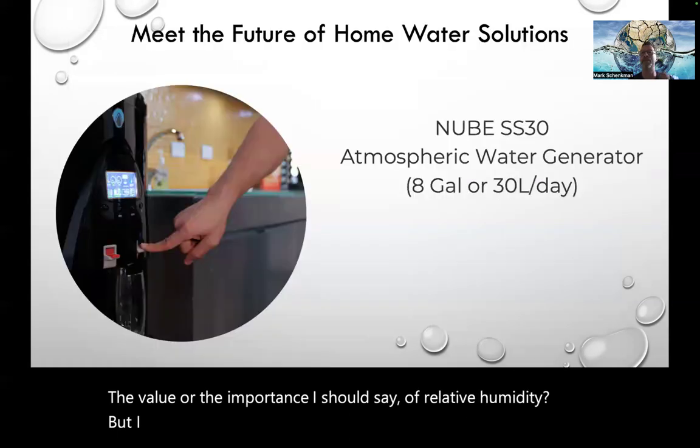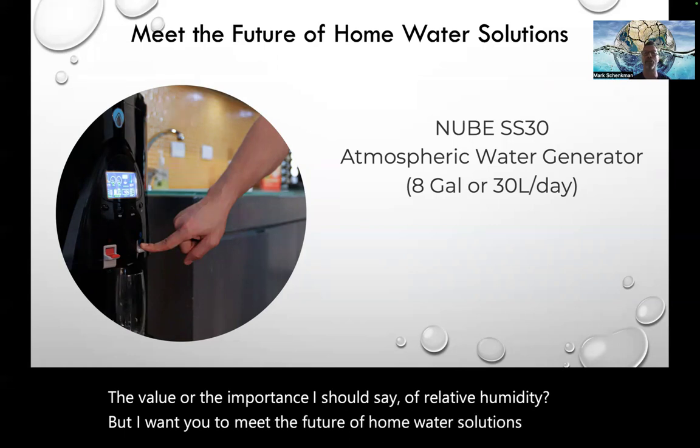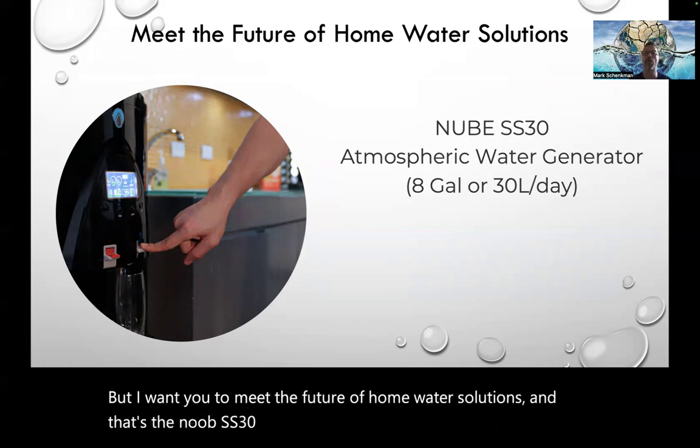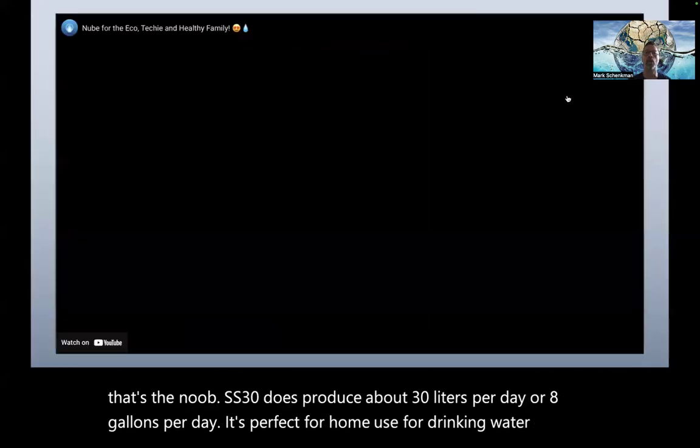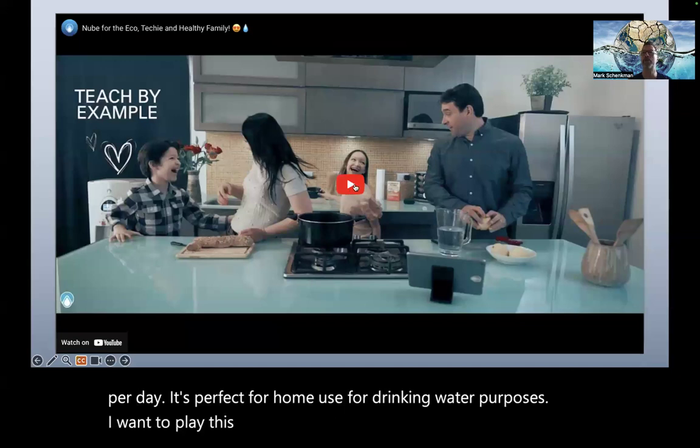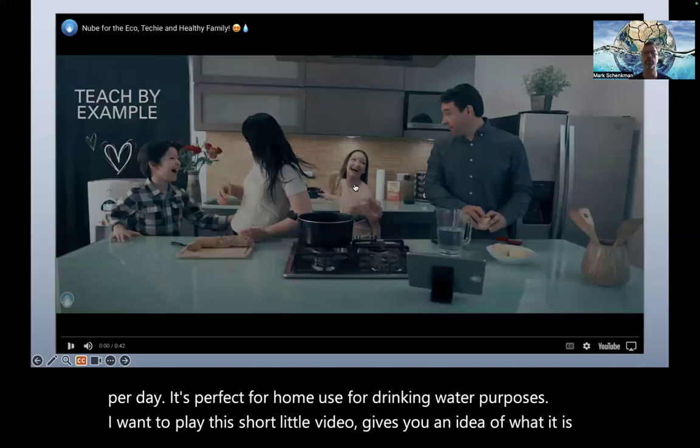But I want you to meet the future of home water solutions, and that's the Nube SS30. It does produce about 30 liters per day, or 8 gallons per day. It's perfect for home use, for drinking water purposes. I want to play this short little video. It gives you an idea of what it is that we're looking at.